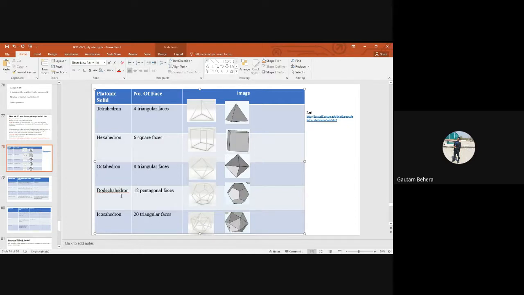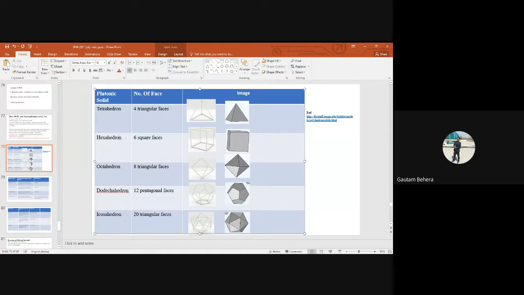Then dodecahedron. Dodecahedron is basically 12 pentagonal faces will be present. This kind of structure you can see. This is a pentagon, right? Pentagon means 5. This is 1, 2, 3, 4, 5, right? This is formed by triangles, this is formed by square, this is formed by triangle, but this is formed by a pentagon. So we have 12 pentagonal faces.